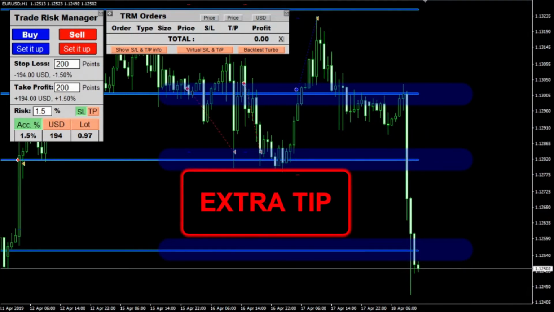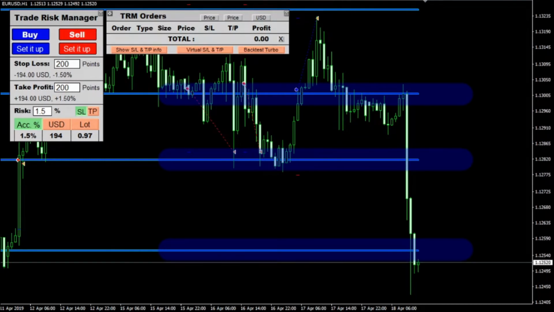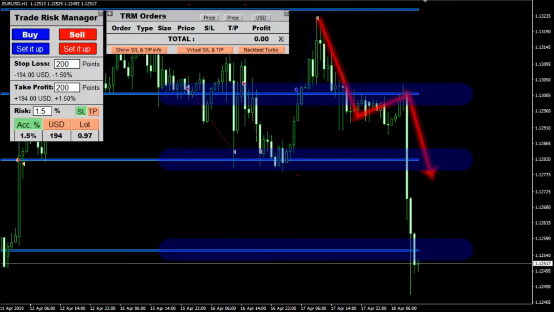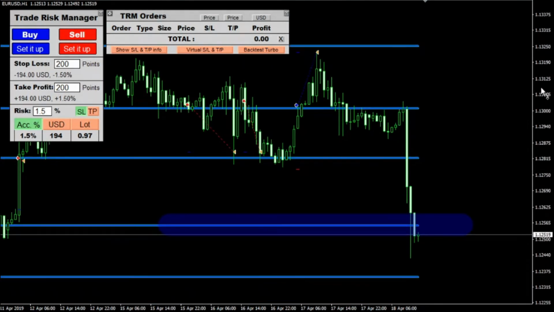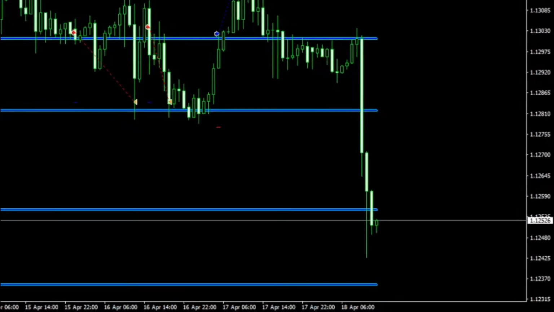Extra tip: when the market is moving quickly, your spread will be high, and you may end up with a bad entry price. Most of the times, prices normalize before continuing with the trend and get back to the level. This is your best opportunity to get the best entry price and increase your profits. Here we can see one example.